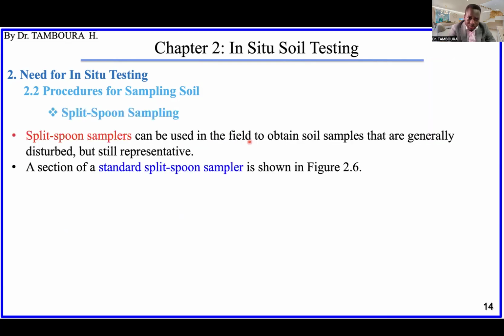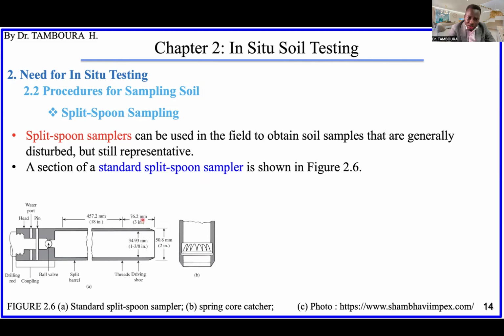Okay, so a section of this standard split spoon sampler is shown here. Maybe the length is longer than this. Sometimes we use this device inside to prevent the sample from going away. I mean, to keep the sample inside the sampler. So this is the standard split spoon sampler, and this device, only this one inside, is the spring core catcher.